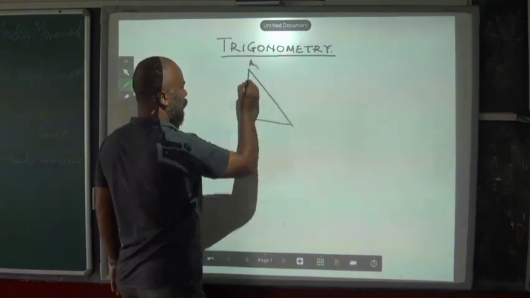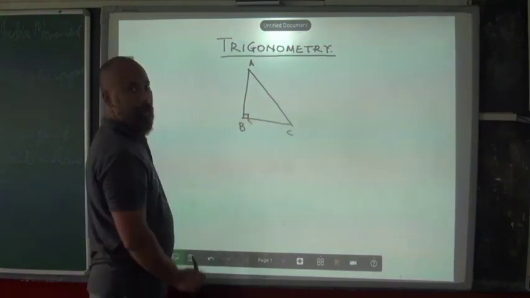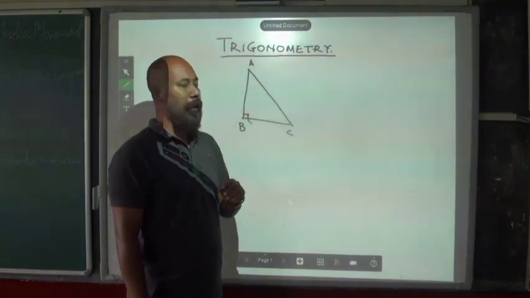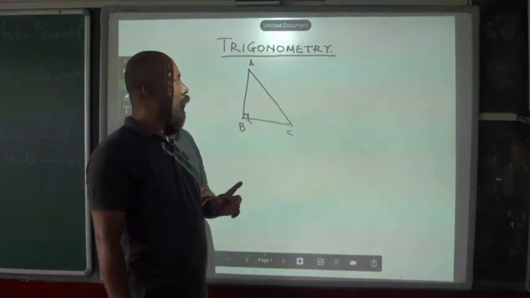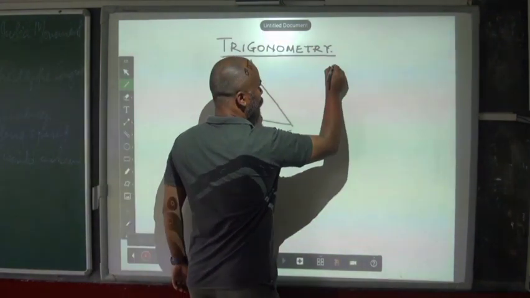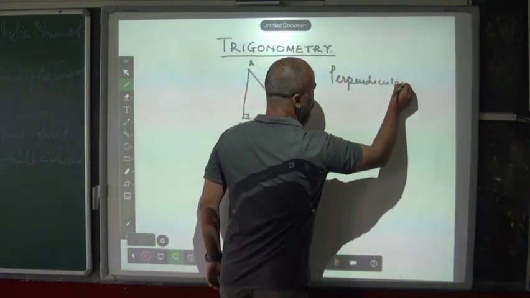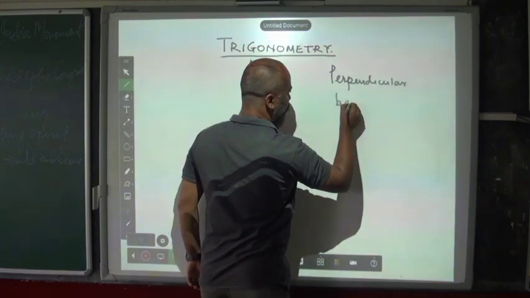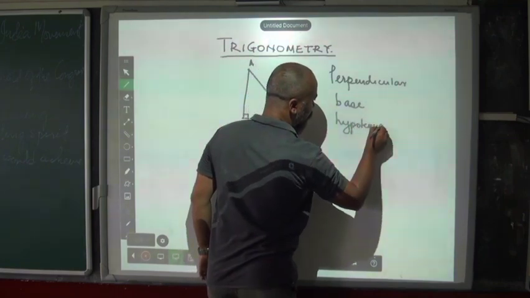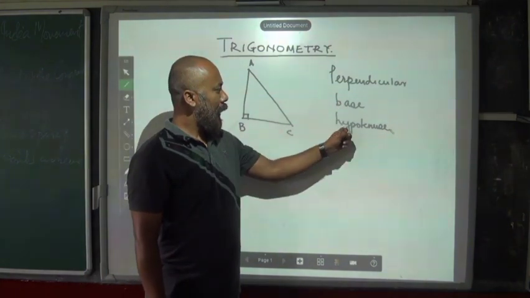Okay, right angled triangle ABC, right angled at the vertex B. Now, this is a continuation or next extension, let's say, of what we studied last year about the Pythagoras theorem. When we did the Pythagoras theorem, we talked about something called a perpendicular, base, and the hypotenuse. We are talking about these three sides.